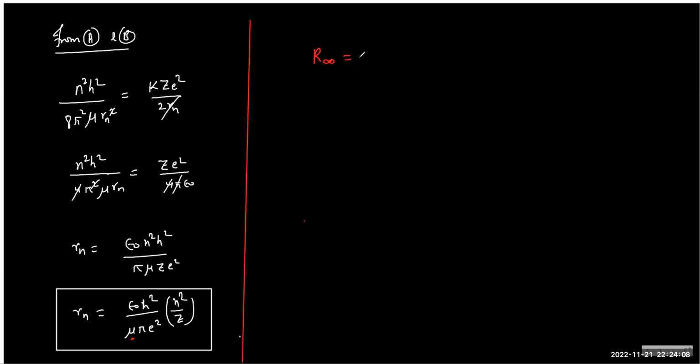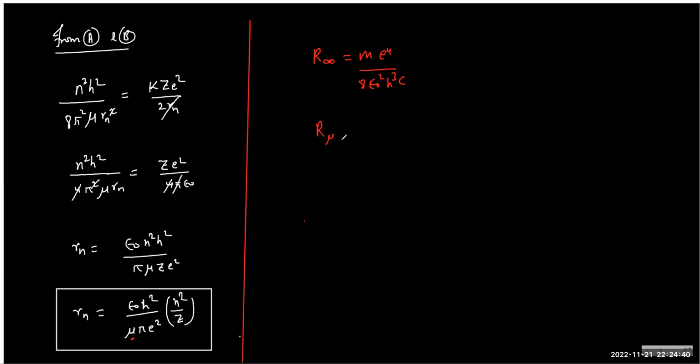Okay. The actual Rydberg formula that we derived from the Bohr's theory. M e raised to 4, like this or like this? No. M e raised to 4, like electron one, upon 8 epsilon naught square h square c cube. Correct. So this is the R infinity.